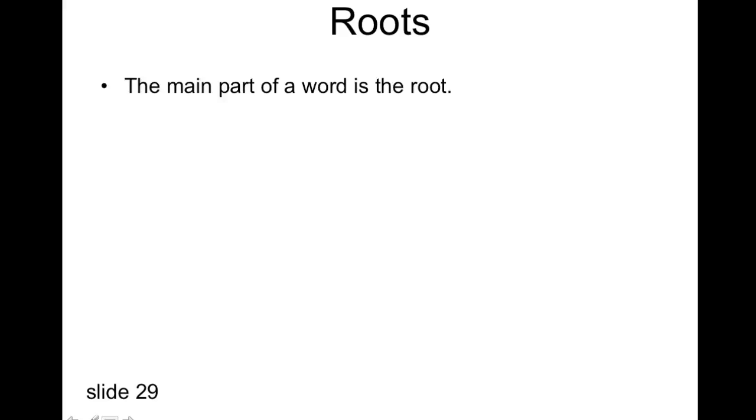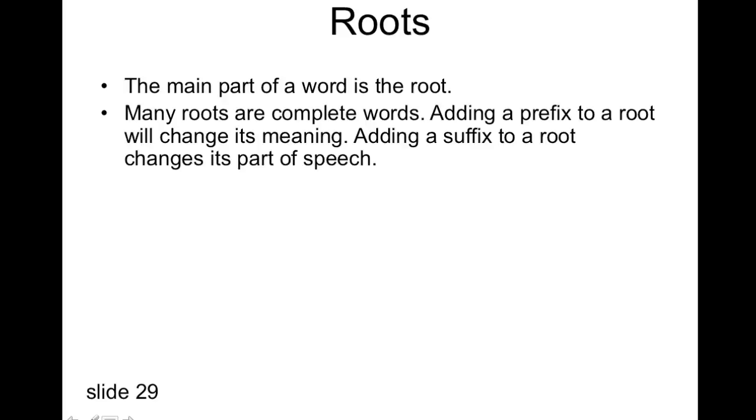So, what is a root word? Well, the main part of a word is its root. Many roots are complete words in and of themselves, and by adding a prefix to a root, we can change the meaning of the root word. So if we take the root word of happy and put an un in front of it, we change the meaning of it from being happy to unhappy. If we add a suffix to the root word, it does not necessarily change the meaning, but what it does do is change the part of speech, as our previous example showed.